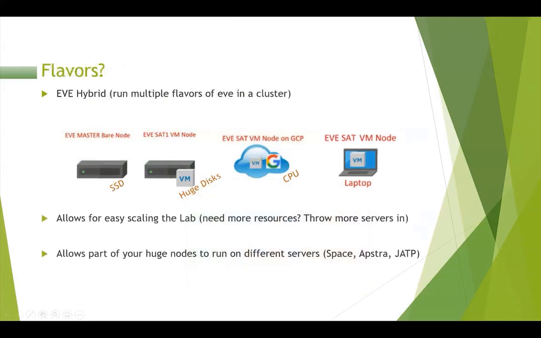And the good part is, as I mentioned before, the Eve hybrid, so you can run multiple flavors in your Eve cluster. So like I said, maybe your master node has some huge SSDs, so everything is blazingly fast. Okay, then you want to choose this as your master. Maybe you have one satellite standing at your co-location with a lot of disk space for those disk-hungry devices. So you can add a satellite, maybe call it the huge disk satellite.